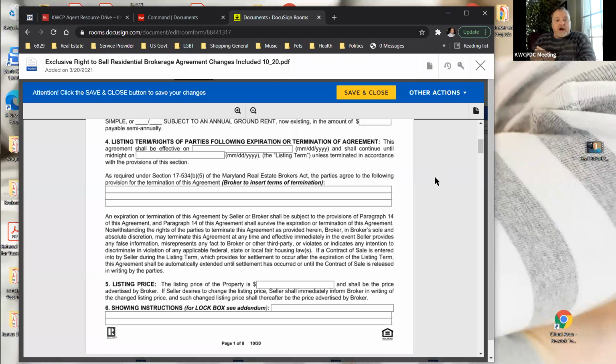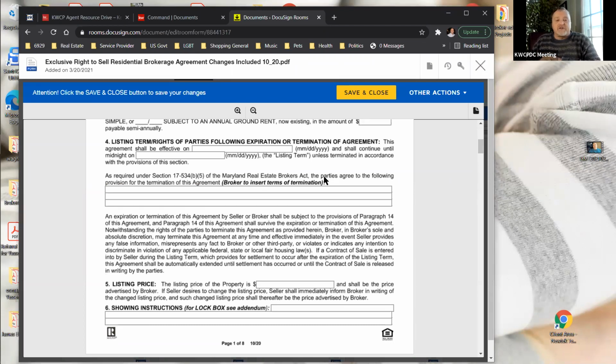All right, as required under section 17-534B5. So what's that all about? What is this? That looks to me like a reference to a law. So whenever we see references to laws in all of our documents, I don't care what document you're looking at, if you see a reference to a law, it's there for a reason.